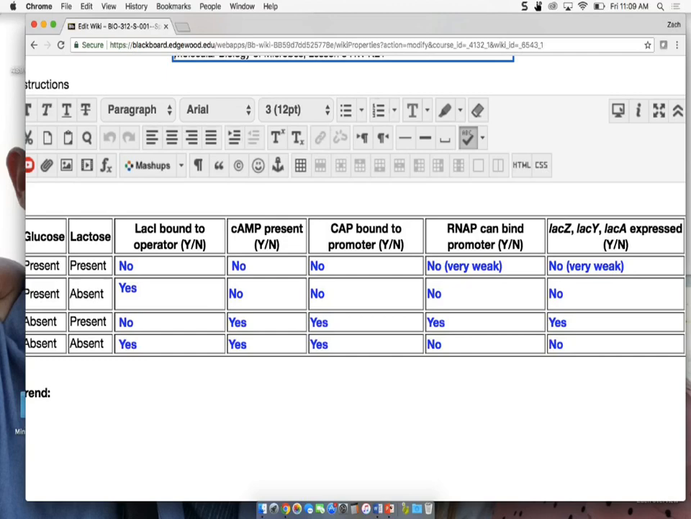It doesn't bind. In other words, lac-I's ability to bind to the DNA, one way that we might say this, is dependent on the presence of lactose. It only binds to the DNA when lactose is absent. Okay? That's one of those cross-cutting trends that I want you to take a little bit of time identifying.